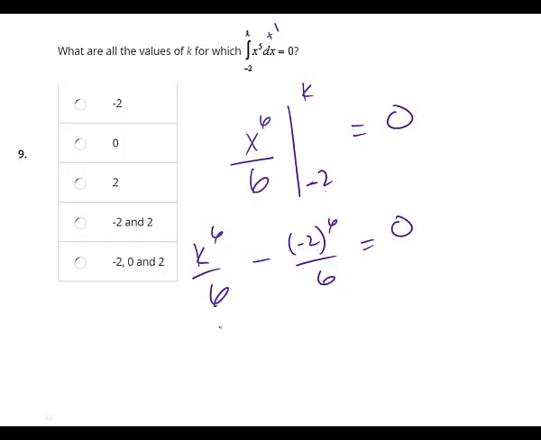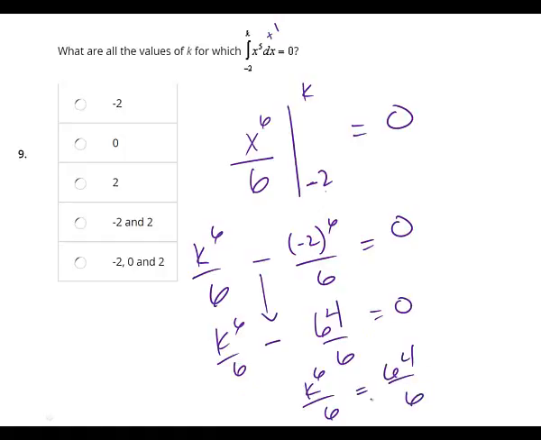All right, what's -2 to the 6th? What is it? Is it 64? Yeah. Okay, it's going to be minus because of that sign right there, right? Okay, I'm going to move it over to the other side. So k to the 6th over 6 equals 64 over 6. Yes? Is it negative 64 or positive? Inside the parentheses, the negative 2 to the 6th power is even, so the sign would go away on the 64, but the minus sign stays. Okay, does that make sense?